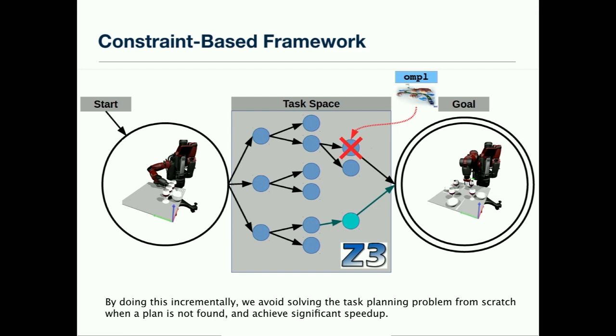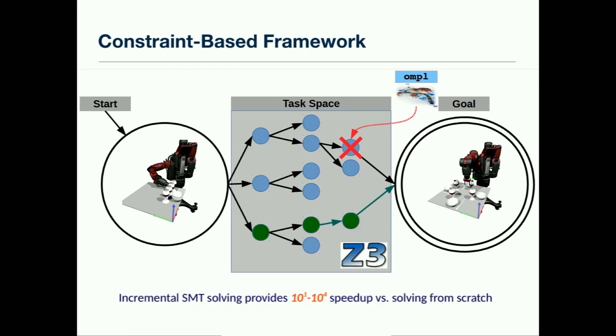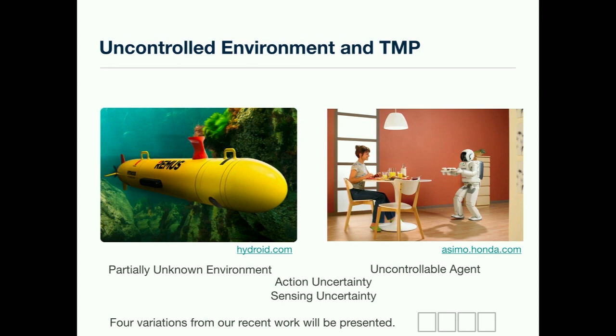you use the incremental nature of the solvers to find another set of tasks that can execute the global mission that you're interested in, and you continue doing that until you validate with motion plans and you have a task that executes what you would like to do. And we have found that by using modern tools like SMT solvers, we can have significant speed up versus solving from scratch this problem all the time.